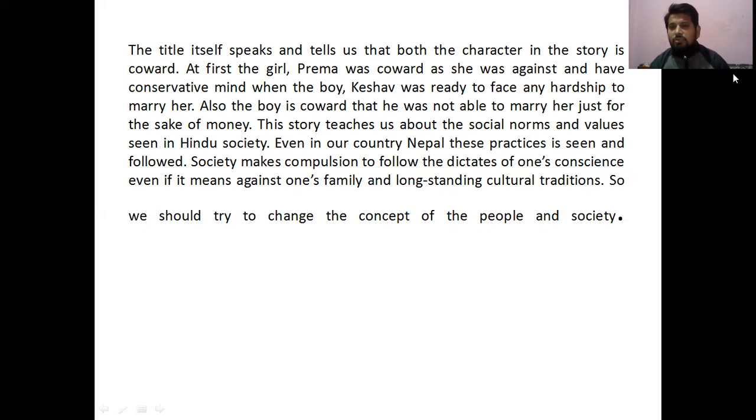So this story comes under intercultural communication. Here, how one culture varies from another culture, and in culture there comes the caste system as well. So in the caste system, this story gives a good example.